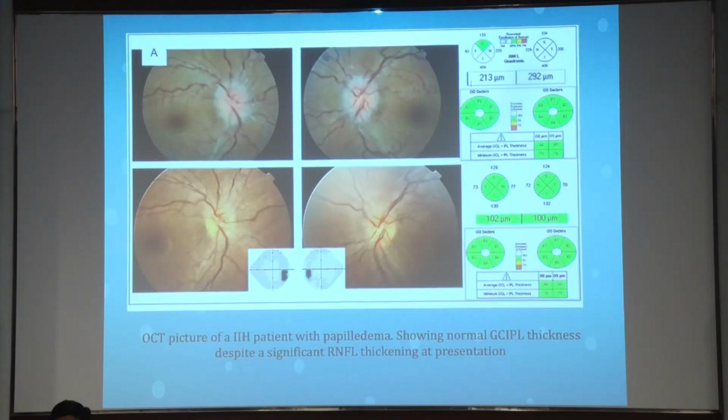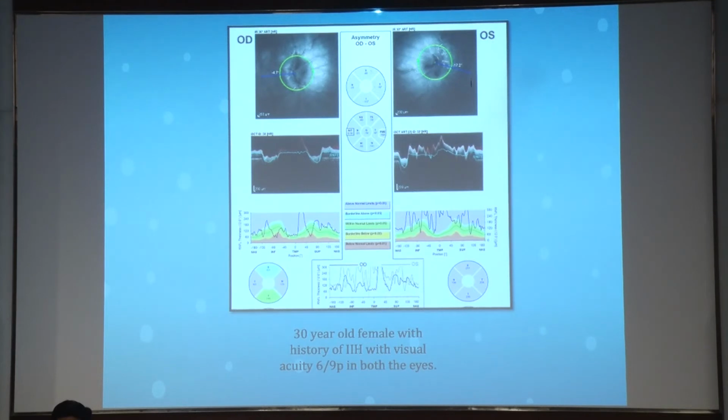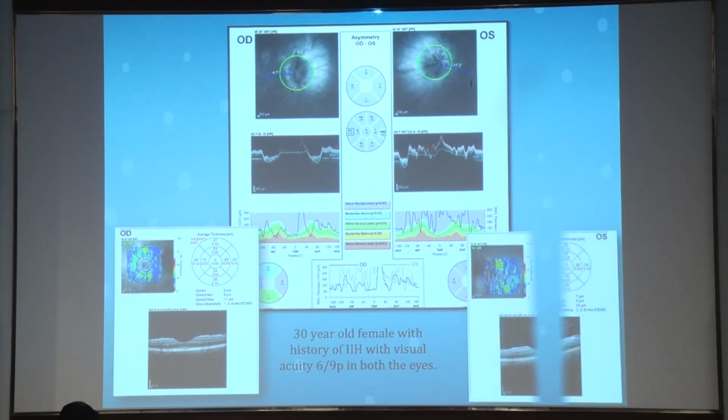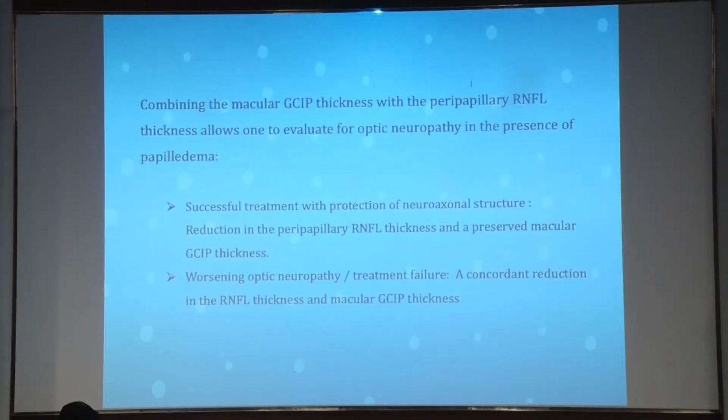This is an OCT picture of an IIH patient with papilloedema showing normal GC-IPL thickness despite significant RNFL thickening. And this is another patient in which the RNFL is thickened due to papilloedema, but when you did a macular ganglion cell analysis, you can see that the analysis is showing cooler tones, the blue and the gray tones, indicating that macular ganglion cell thinning has started to occur. So these are the patients who are continuing to progress in spite of treatment, and these would need a more aggressive approach.